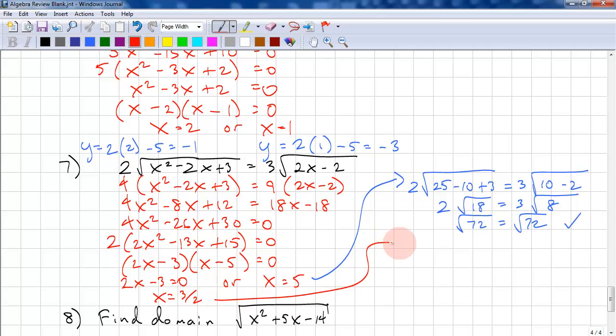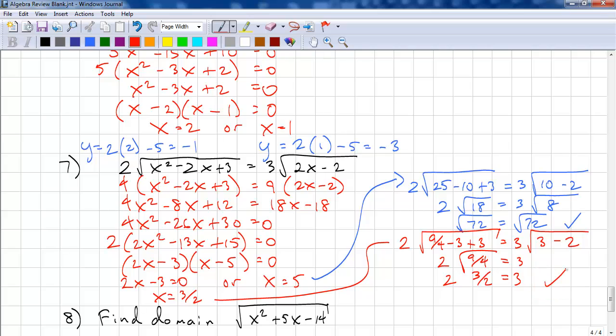Let's look down here. 2 times square root 3 over 2 squared is 9 over 4, minus 2 times 3 over 2, that's just minus 3, and plus 3. And then we have 3, and then we have 2 times 3 over 2, again that's just 3 minus 2. So we have 2 square root 9 over 4 equals 3 times square root 1, that's just 3. And we simplify this. This is 2 times 3 over 2, and that equals 3. So that solution is good as well.